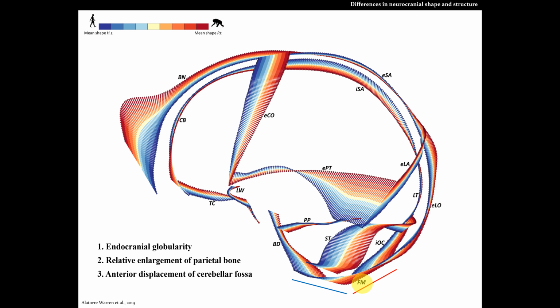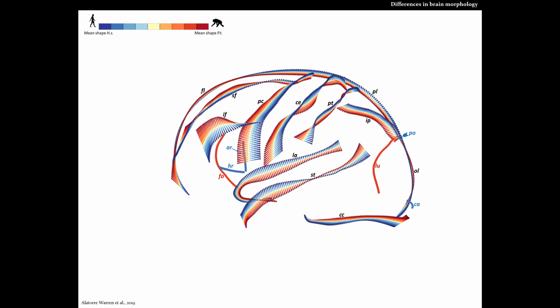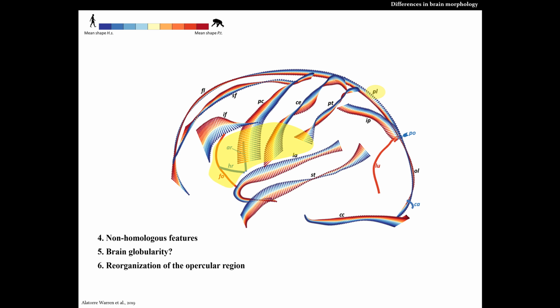So, what about the brain? To our knowledge, this is the first quantitative comparison of the relative position of homologous brain sulci in humans and chimpanzees. We also mapped in this species-independent space the position of brain sulci that are specific to humans or to great apes. We also found that humans do have more globular brains, but the magnitude of this difference is much smaller than the one we found in endocasts. More importantly, we found that the region with the largest differences was the opercular region, and especially the frontal operculum, which corresponds to Broca's area in humans.